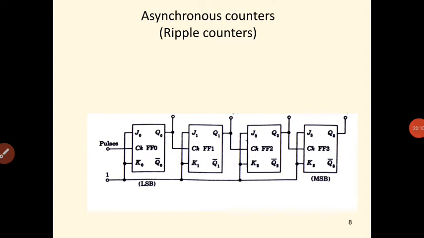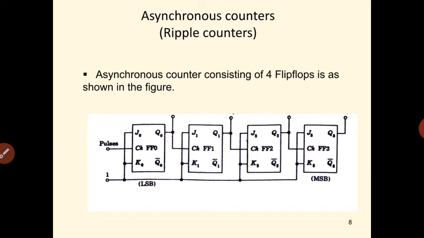Next we will move on to the discussion of the ripple counter, which comes into the category of asynchronous counters. I'll be discussing the operation of this asynchronous counter, which consists of 4 flip-flops as shown.